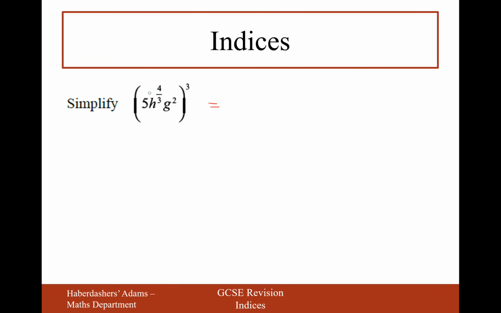Okay, so in this question here, the 5 is going to be cubed as normal, so that's 125. Then we multiply the indices together, so 4/3 times 3, that's just h to the 4, because effectively this 4/3 here is a third of 3, those two bits cancel out, so it's just 4. And then you multiply the 2 by the 3 on the g indice, so that would be g to the 6. So there we are, that's the answer to this one.